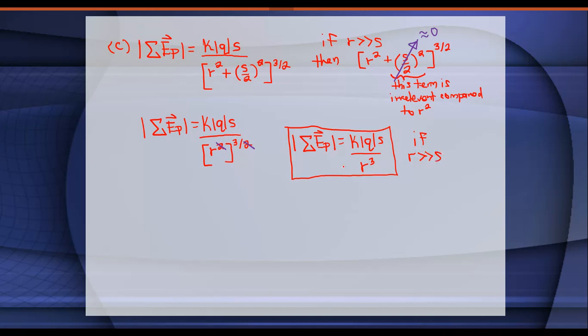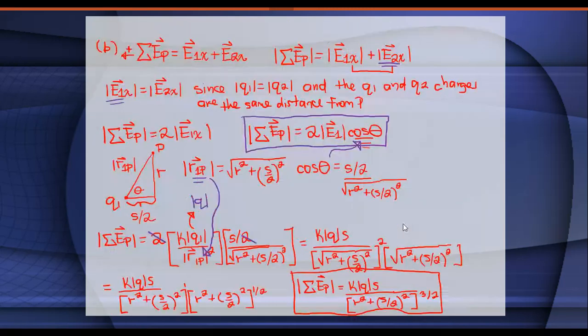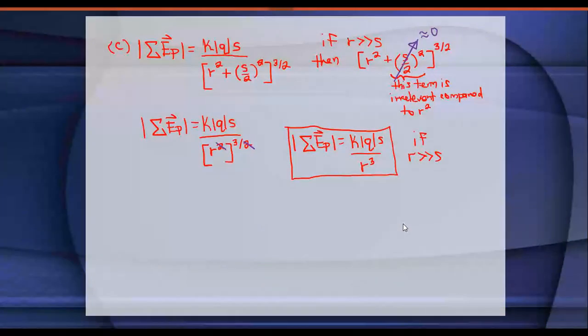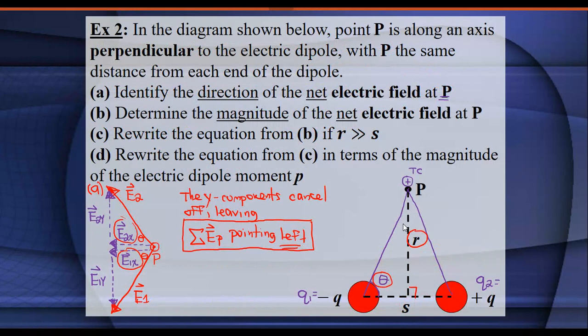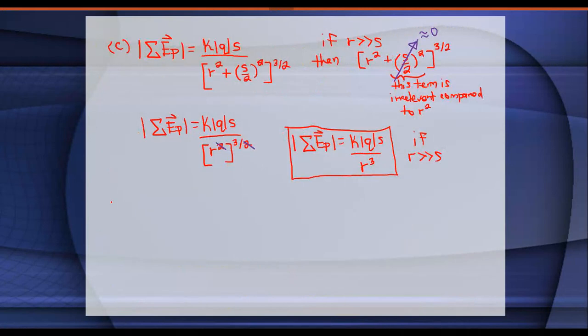So what this equation allows you to do, going back to our previous picture, is calculate the electric field at point P, which is along an axis perpendicular to your dipole. Now, for part D, it says to rewrite the equation from C in terms of the magnitude of the electric dipole moment.